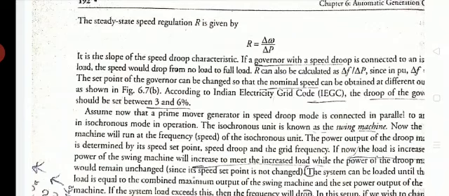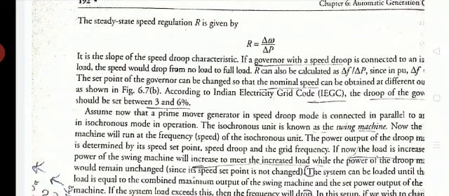So both are possible, because we know that delta omega is nothing but equal to delta f, that is, the frequency deviation is nothing but equal to your speed deviation, not the change in the speed. So delta f divided by delta P, since in per unit delta f equals delta omega. The set point of the governor can be changed so that the nominal speed can be obtained at different outputs as shown in the figure.